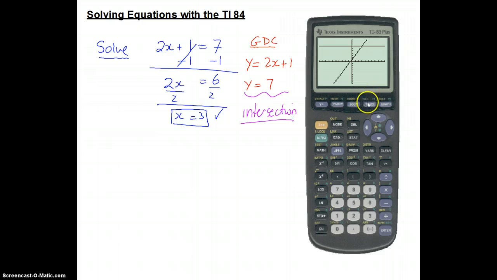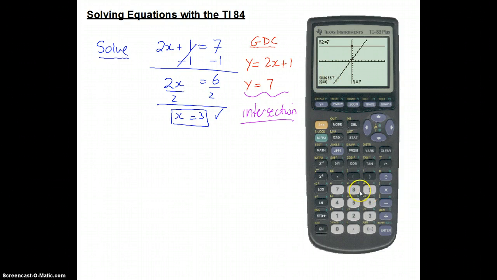And this calc menu is really, really useful too. If we go into calc, notice number 5 is intersect. So I'm going to select number 5. Now we have a look at our cursor. We're on this first one here, and it gives you the equation up here, y is equal to 2x plus 1. And it's asking me, is that my first curve? Well, yep, that is the one I want. So I'll press enter. And now you notice it's on this horizontal line here, y equals 7. It's our second one. It's asking me, is this the second curve? So I say yes. Now it's asking me for a guess.